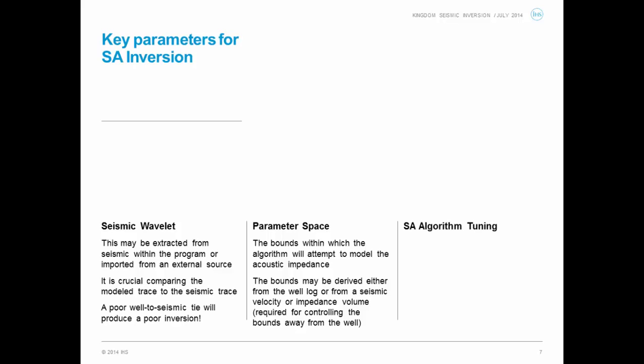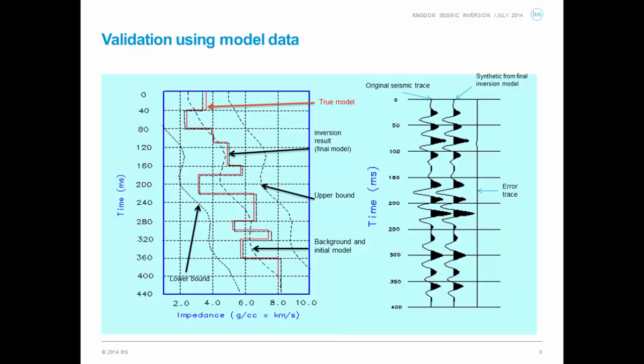Finally, the SA algorithm parameters are also very important. There are two main parameters, the initial temperature and the convergence tolerance parameters. These are simple constants, and they can be determined interactively by the user during the test phase. Obviously, the technique should be tested using model data for validation.